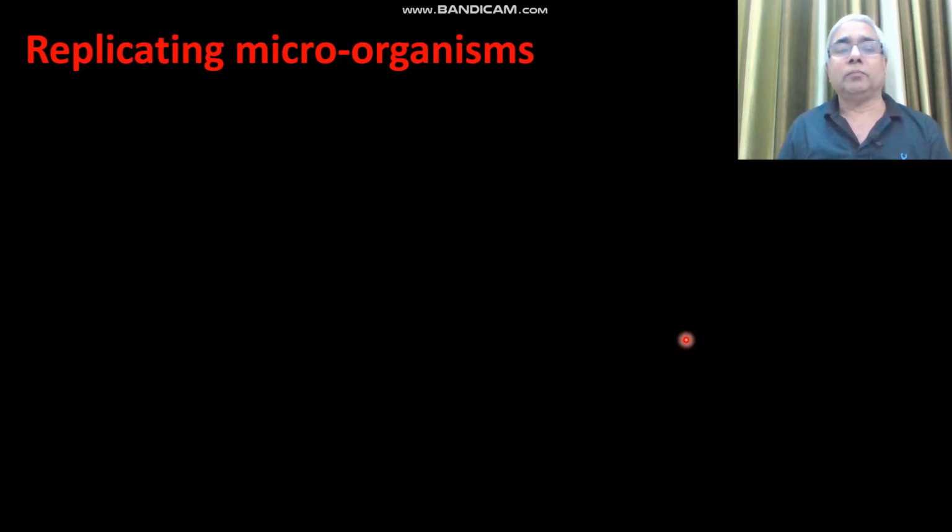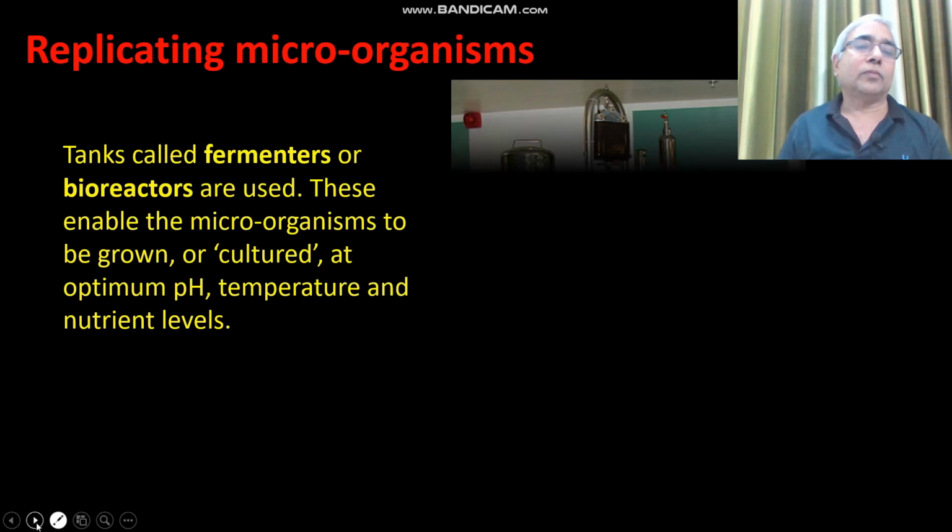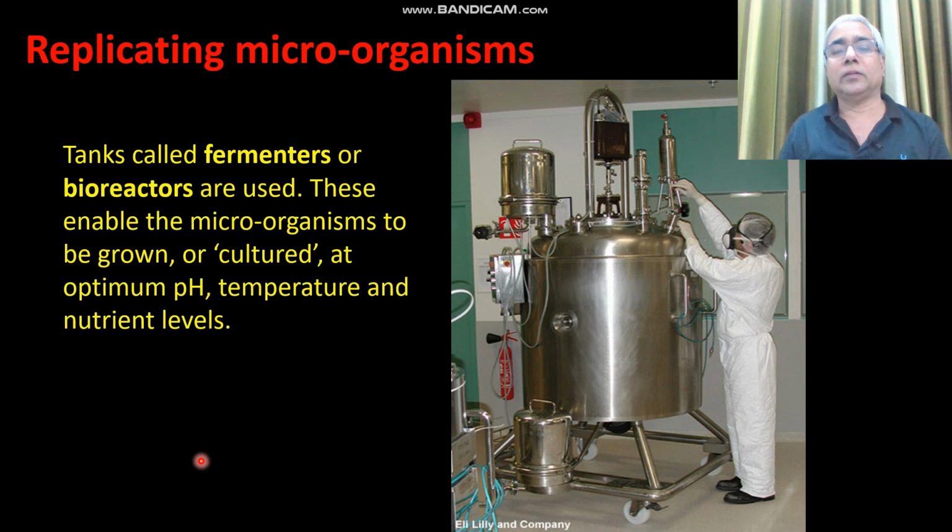Now once we have isolated the bacteria which have the inserted gene of interest, those bacteria are put in fermenters. This is the fermenter in which the favorable conditions can be artificially maintained for the growth of the bacteria. In these fermenters, or you can say bioreactors, we can easily multiply our bacterial culture in a very short duration.